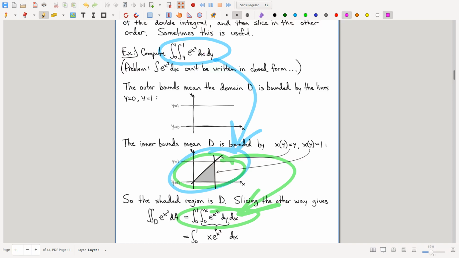But notice here I've got my dx on the inside. Here I've got my dx on the outside. So this idea of working backwards, reverse engineering your original domain, and then slicing up in the other order allows you to turn one iterated integral into a different, seemingly different iterated integral. Now, let's talk about why you would be interested in such a thing.